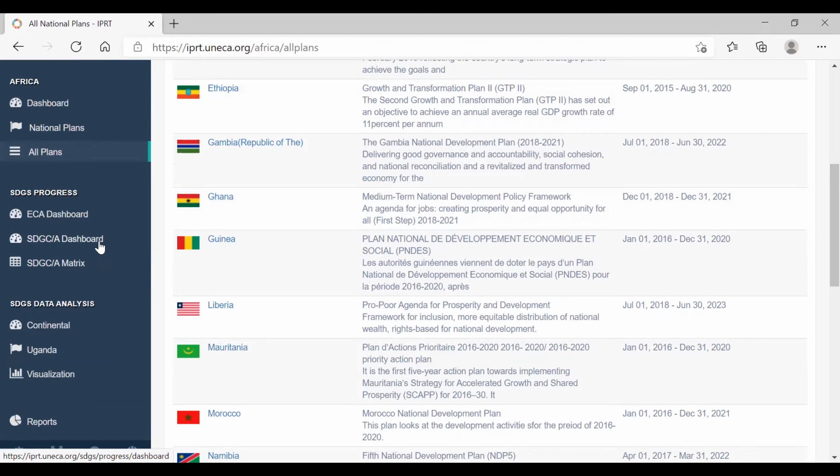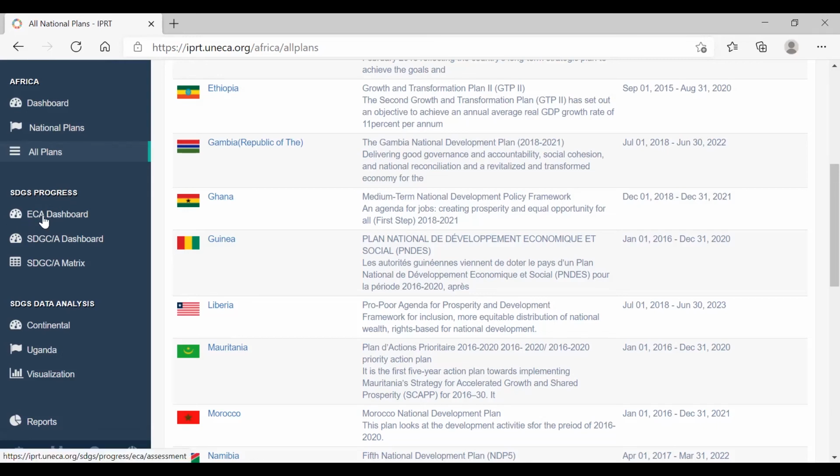Now, the fourth module is SDGs progress. This is a very important one. So far, we have seen the integration of national development plans with regard to SDGs and Agenda 2063. The next issue is, what is the progress of countries in terms of meeting, for example, SDG targets or Agenda 2063 targets? So the next module provides this information, SDG progress. I will present only SDGs.